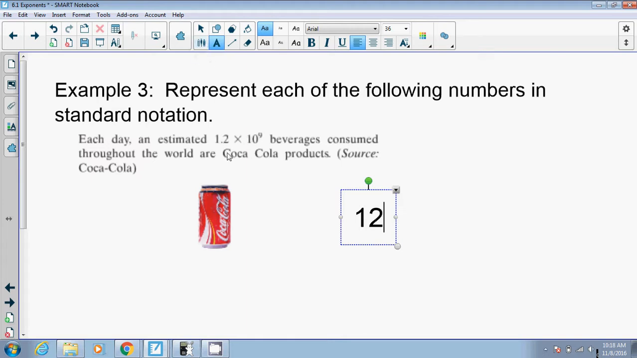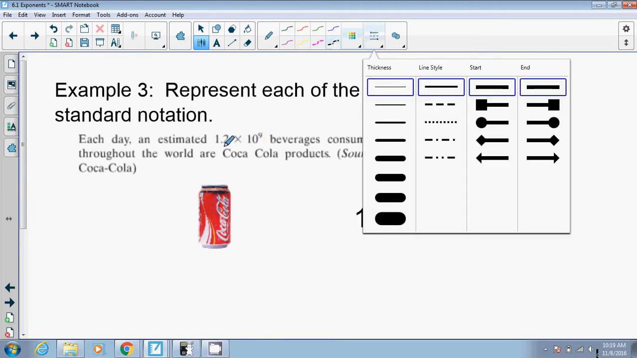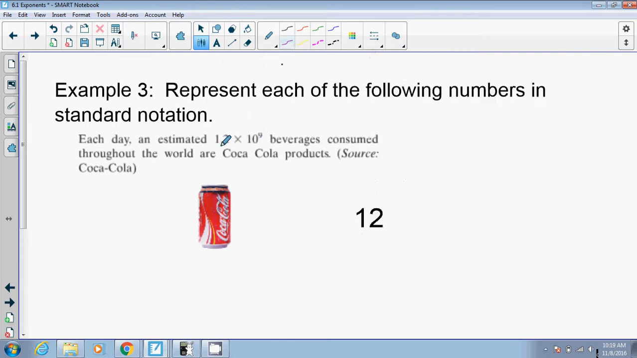So what we're going to do here is we know this decimal place between the 1 and the 2 is being moved 9 times. And because we're adding on zeros at the end, we're actually going to move that decimal 9 times to the right. That's what that exponent 9 tells us. So all I'm going to do here is move this decimal 9 times to the right. So there's 1, 2, 3, 4, 5, 6, 7, 8, 9.